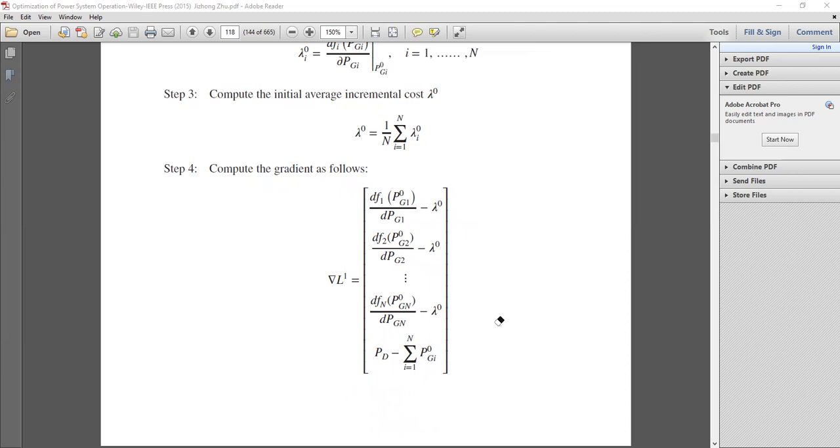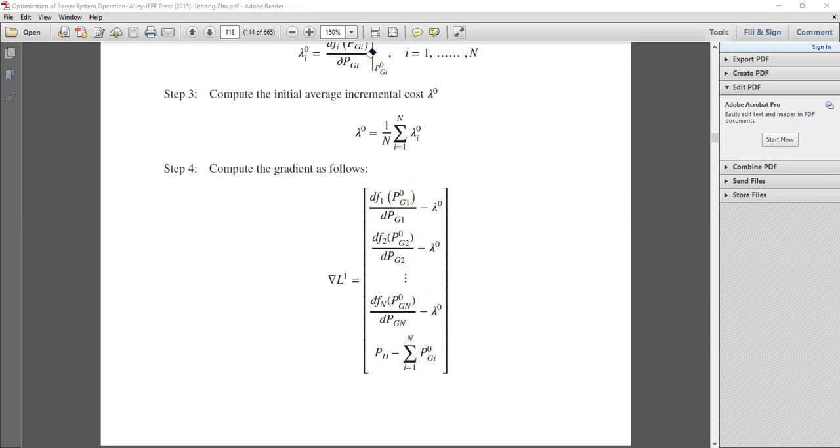Once we have this del L1, you see that on the right hand side, all the unknown variables that are coming are nothing but our x0 vector. So you see lambda 0 is a part of the x0 vector, pg10, pg20, pgn0, the summation of pgi0, all those belong to the x0 vector. That means the gradient is actually evaluated at x naught. That's why you see all those naughts.